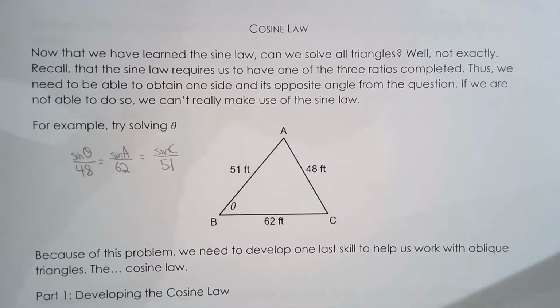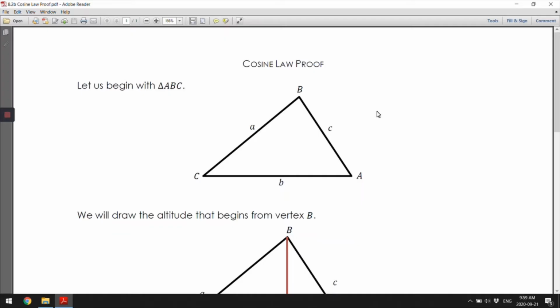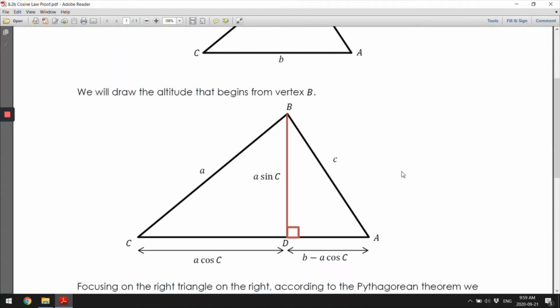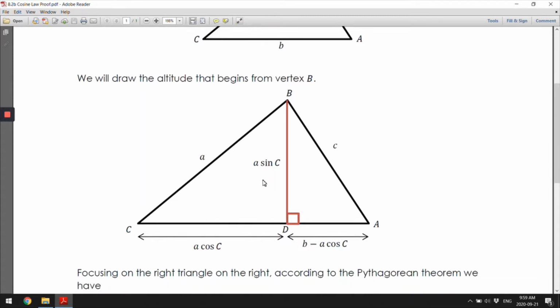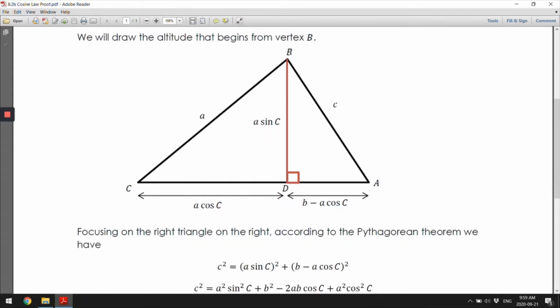So what we're going to do now is develop the next formula, which is the cosine law. Let's try to prove the cosine law. We start off with, of course, triangle ABC, and then we are going to draw the altitude from vertex B. You could have chosen the altitude from vertex A or vertex C, but we've chosen the one from vertex B. If you draw the altitude from vertex B, you divide this triangle into two right triangles. The two right triangles are triangle BDC and triangle BDA.